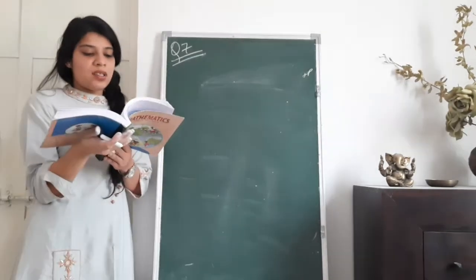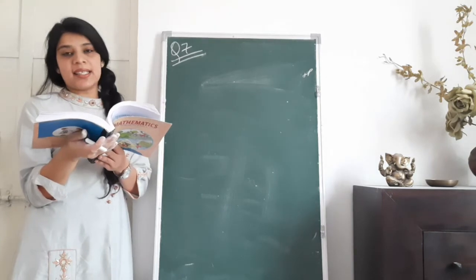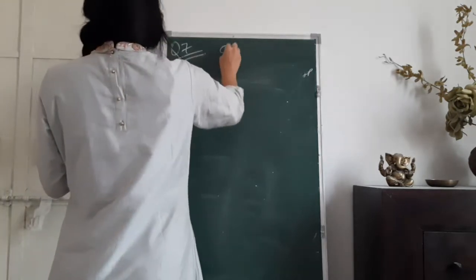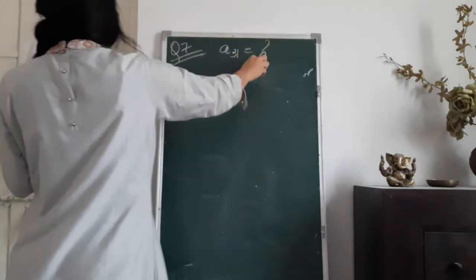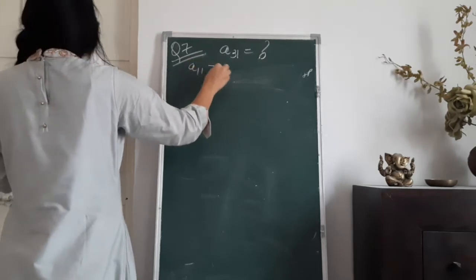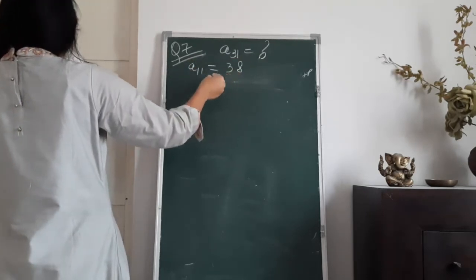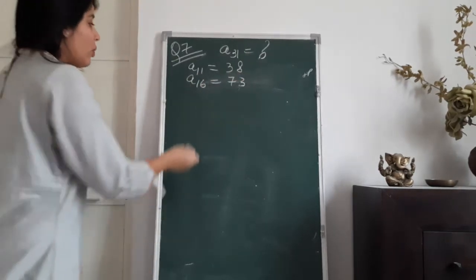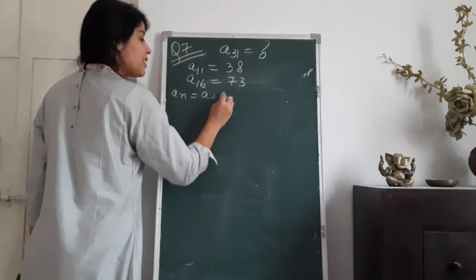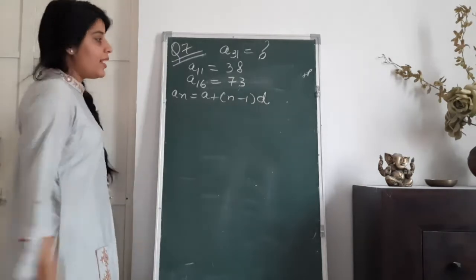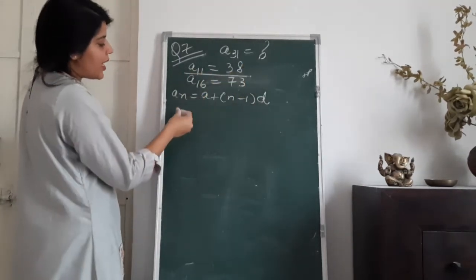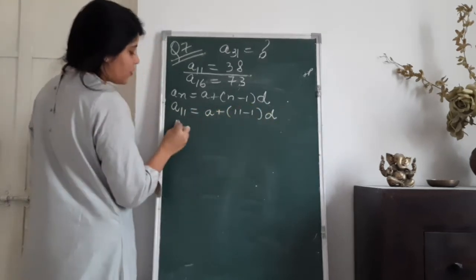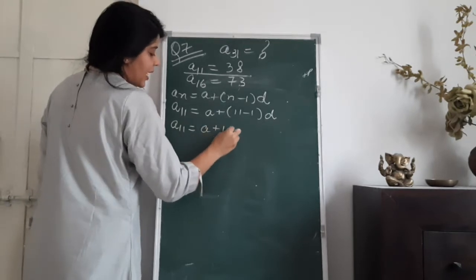Find the 31st term of an AP whose 11th term is 38 and 16th term is 73. So I have to find the 31st term, so A31 needs to be found. A11 is given to us as 38. A16 is given to us as 73, right? Now, AN is equal to A plus N minus 1 into D, right? I have been given A11, so let's put N as 11. A11 is equal to A plus 11 minus 1 into D. That gives me A11 as A plus 10D.